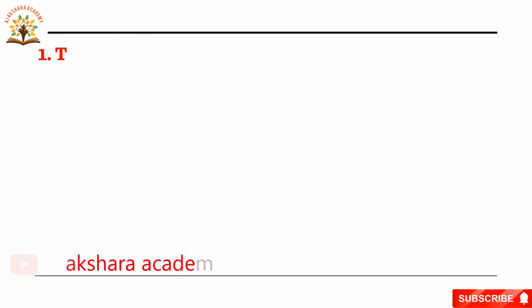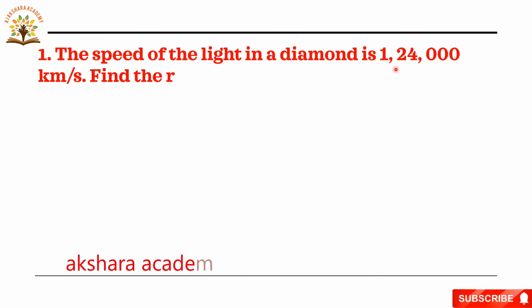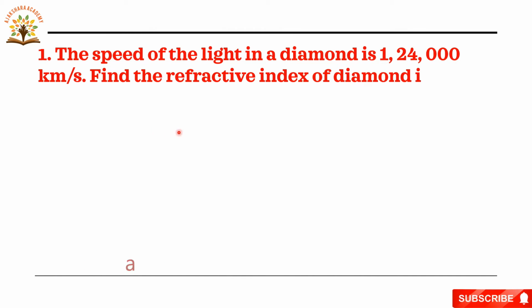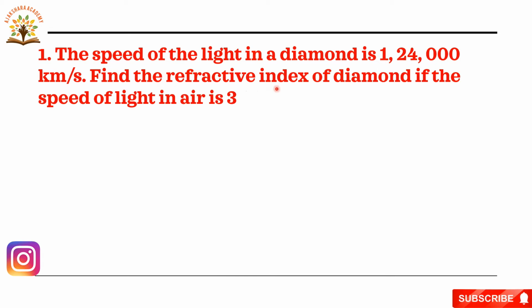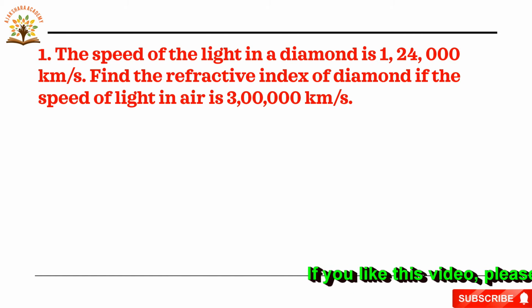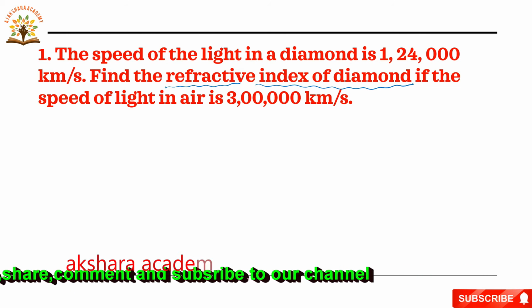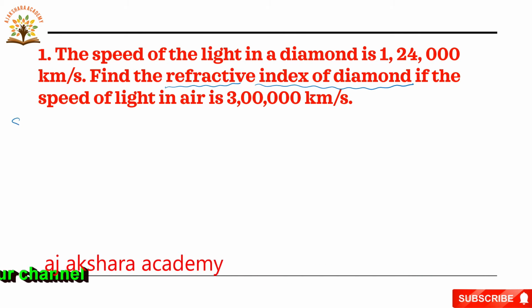First question. The speed of light in a diamond is 1,24,000 km per second. Find the refractive index of diamond if the speed of light in air is 3 lakhs km per second. Here in this question, the speed of light in diamond and the speed of light in air are given, and we have to calculate the refractive index of diamond. Let us go to the solution.